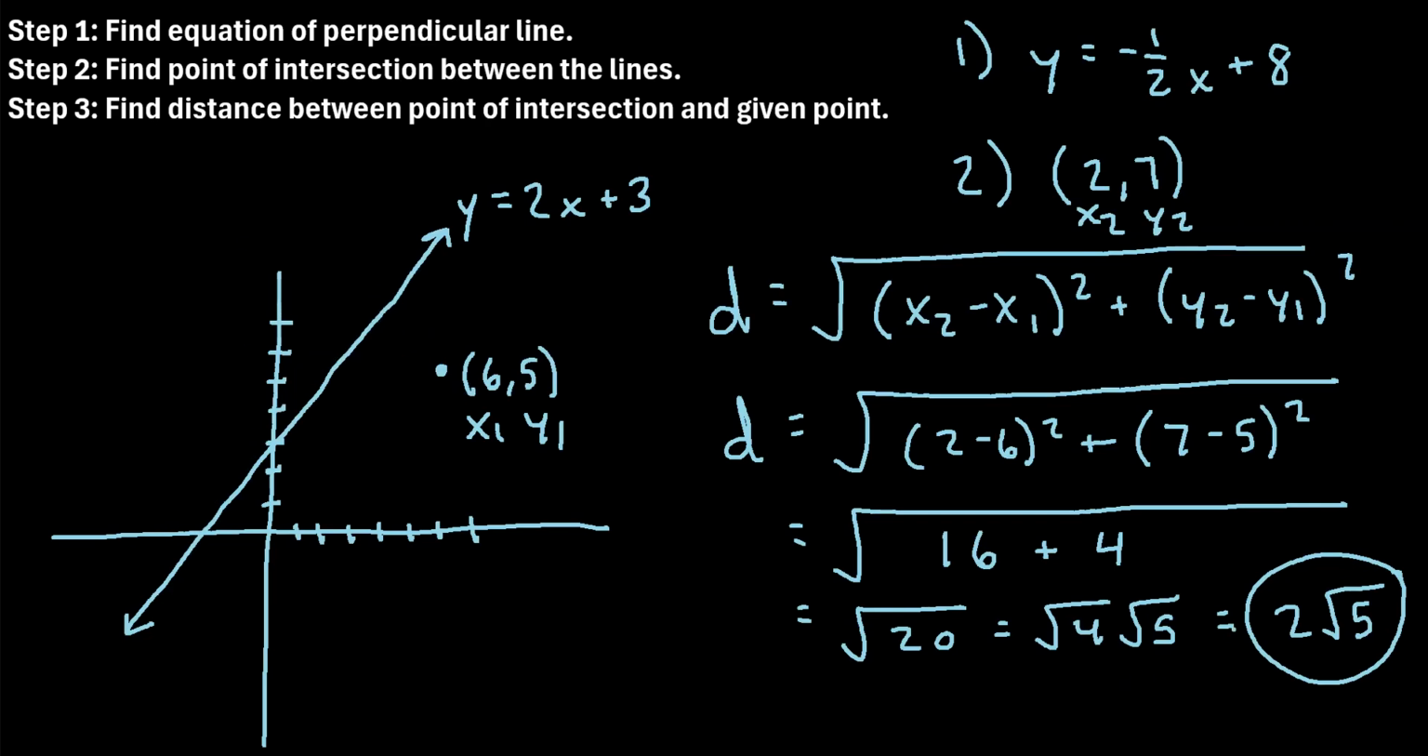If you were to punch it into a calculator just to get a decimal answer, it would be about 4.47, but usually I like to leave it in this format because it's an exact answer. So that is the 3-step process that you can use to find the distance from a point to a line.